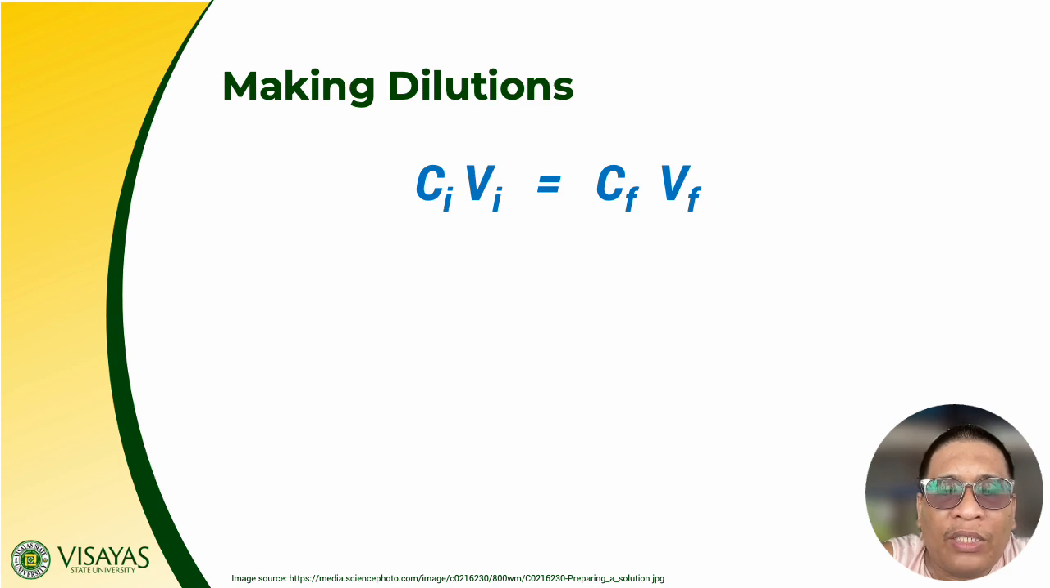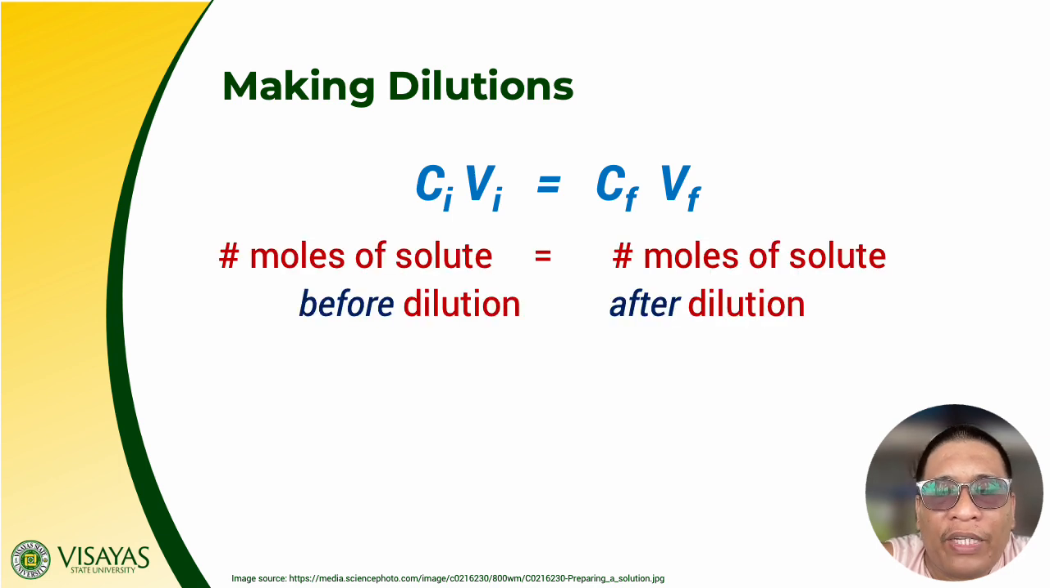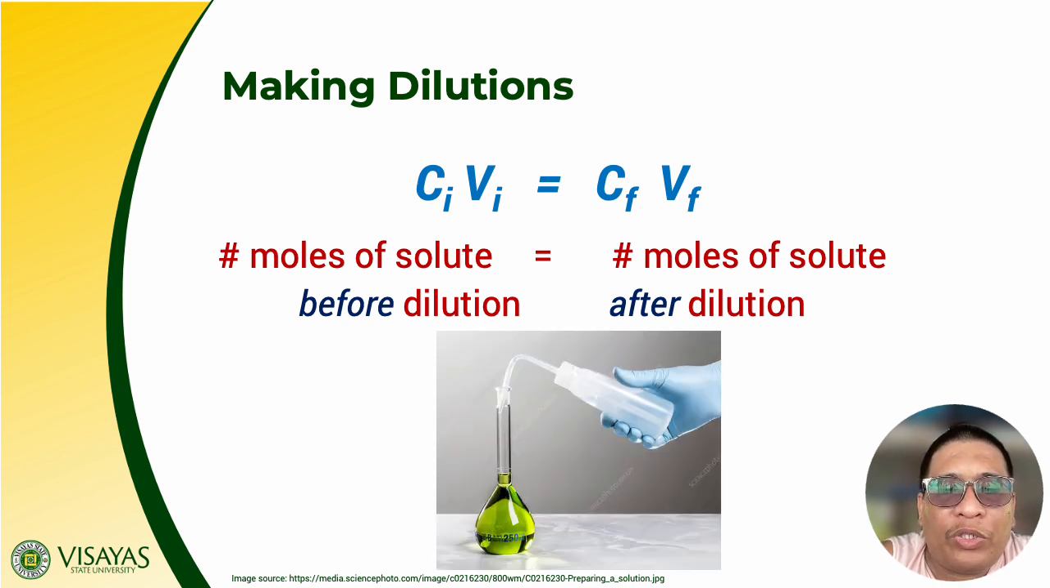And the formula for this is that we have here CIVI is equal to CFVF, where I means initial and F is for final. In the case of dilution, what remains constant is actually the number of moles of the solute. So again, in dilutions, we just increase the volume of the solvent, increasing all in all the volume of the solution and decreasing the concentration. And when you make dilutions, especially in the lab, of course, you need to use the volumetric flask. And if it's in an aqueous solution, then use the wash bottle, which contains the distilled water.